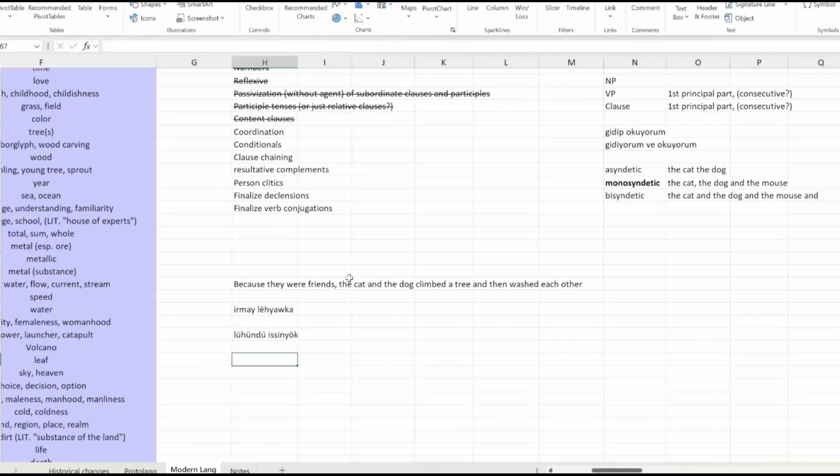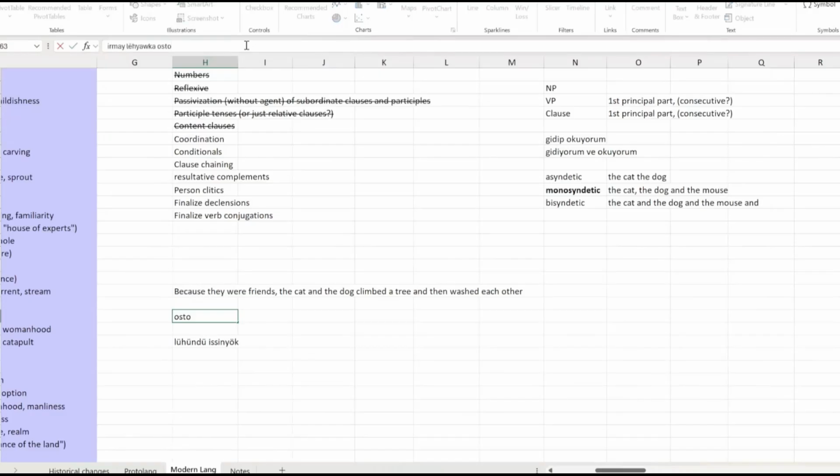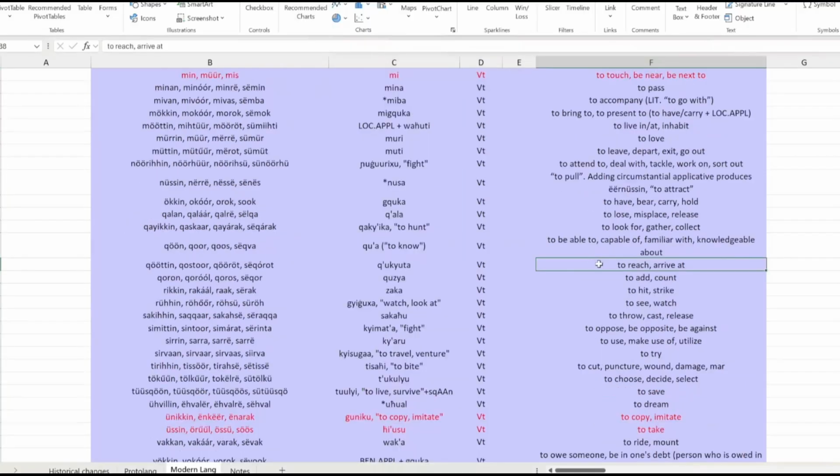So the cat and the dog climbed a tree. The word for tree is osto, which in the accusative is ostos. So I apparently misremembered. I thought we had a verb that means to climb, but it turns out we don't. We only have a protoform that meant to climb, but now means to increase or to rise. Okay, we're going to need a different verb then. Let's go with to reach, because why not?